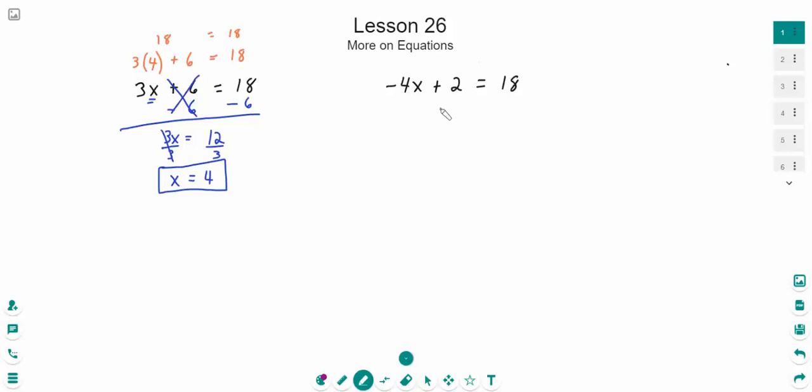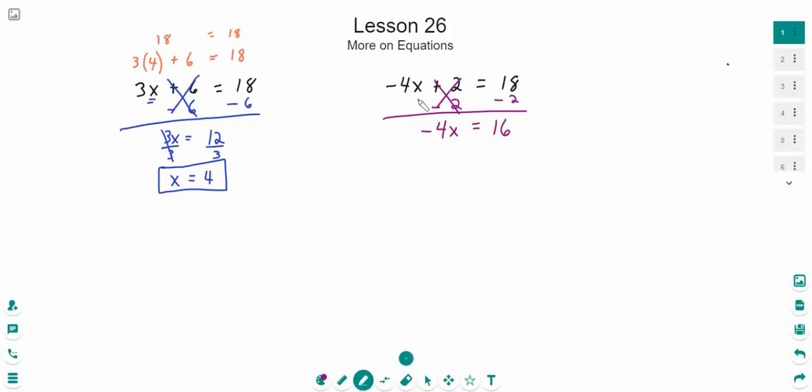So we're going to begin by subtracting this 2 from both sides. These, of course, will eliminate, and we end up with a negative 4x. Don't forget that negative sign. Equals 18 minus 2. Well, that's 16, right? And now here, depends on your preference.